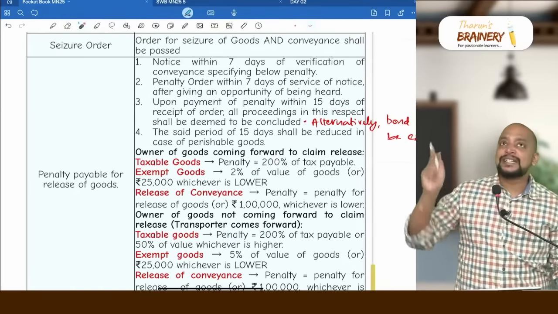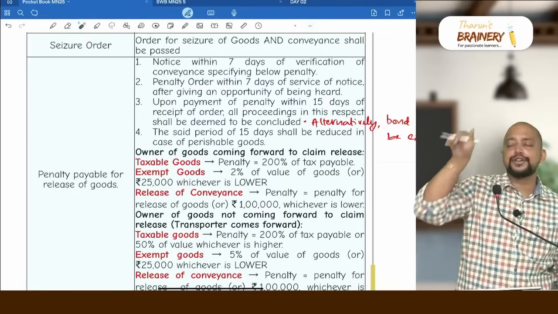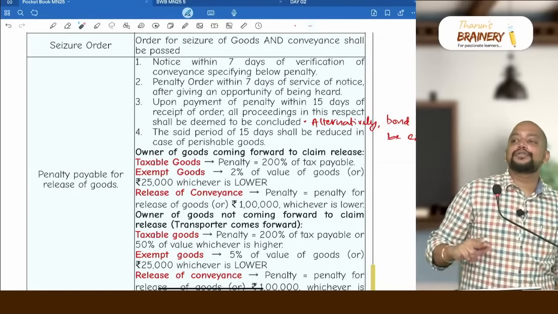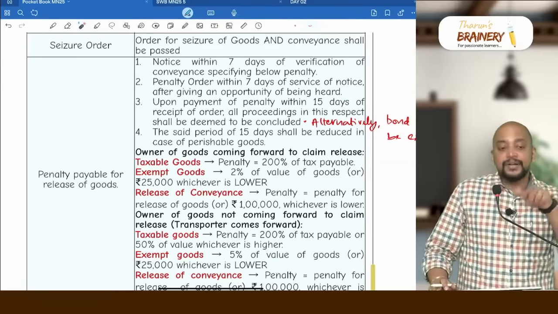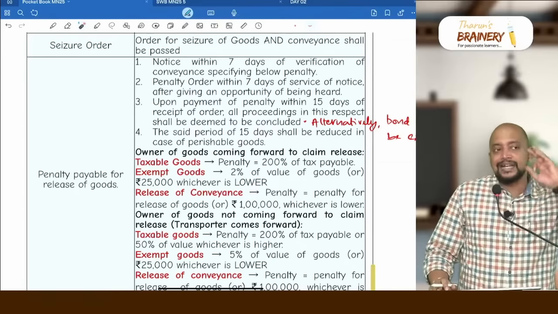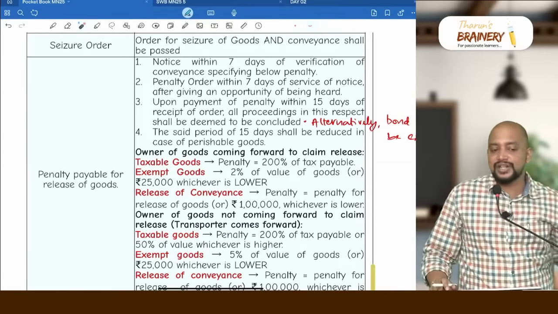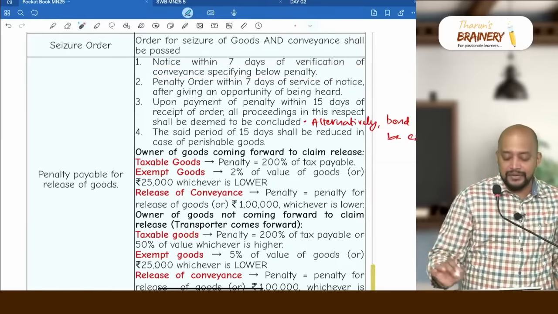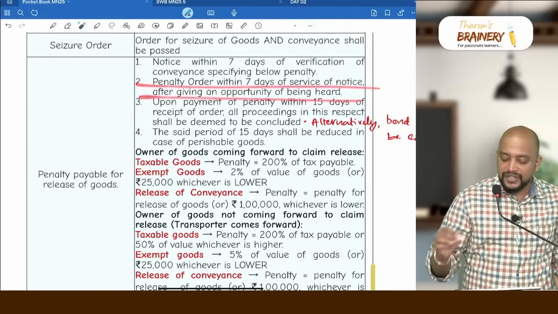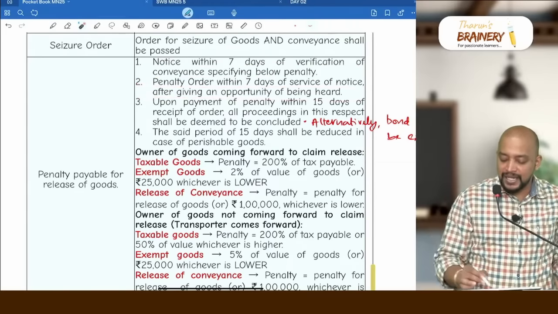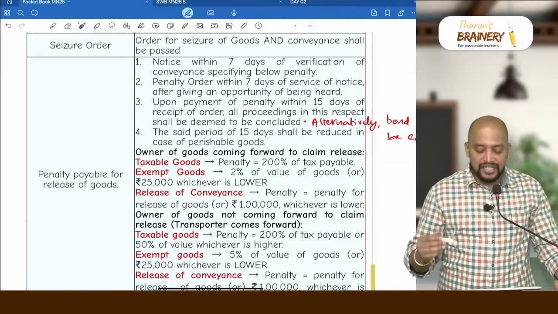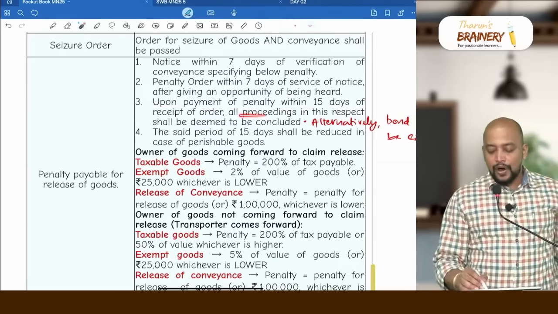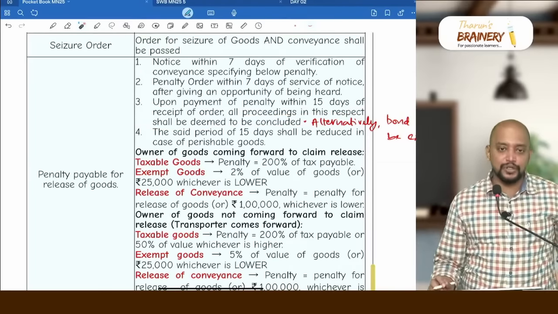But the difference between section 67, situation 1, situation 2 is that in situation 2 we need to pay tax, interest, penalty, but here we need to pay only penalty. So about tax payment, that section is not talking. Okay, first: notice within 7 days of verification of conveyance. Penalty order within 7 days of service of notice after giving an opportunity of being heard. Upon payment of penalty within 15 days of receipt of order, all proceedings in this respect shall be deemed to be concluded.